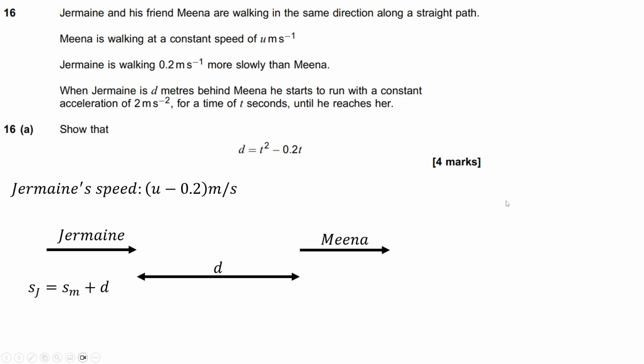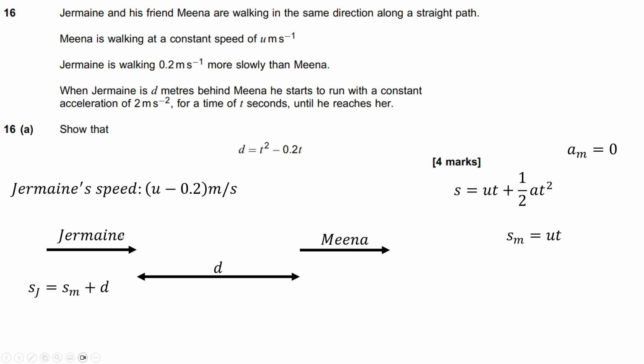Okay, you've got this SUVAT equation. This is the one that we're going to use. The acceleration of Mina is going to be 0 because she's got a constant speed, so it doesn't change. Plug a equals 0 into there. Her displacement is ut. We'll use that later, we'll just leave it for now.